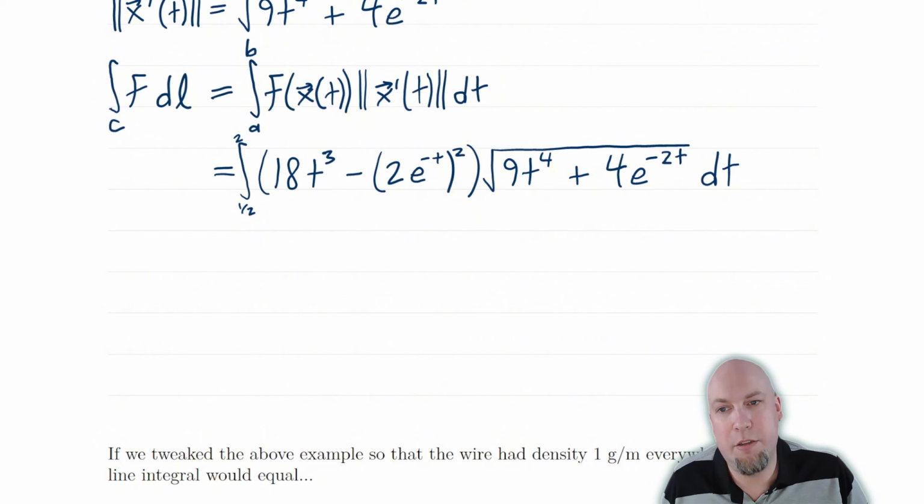And again, you're just integrating over the time domain. t was going from 1/2 to 2. That was the domain of our path, so that's where you're integrating.